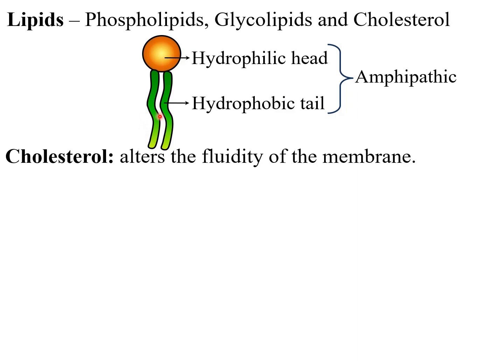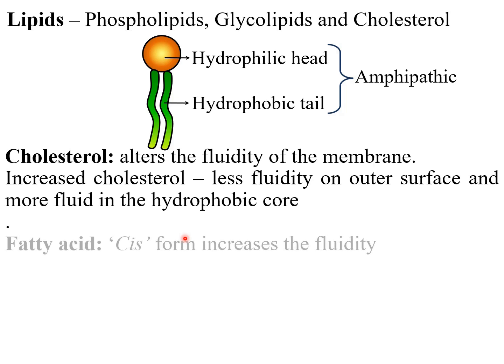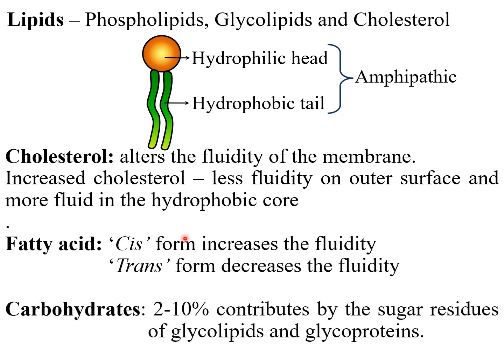A small diagram is enough to give a good presentation, which is amphipathic. And cholesterol alters the fluidity of the membrane, present in between the phospholipids. Increased cholesterol gives less fluidity on the outer surface and more fluidity in the hydrophobic core. So fatty acids in cis form increase the fluidity, trans form decreases the fluidity. For MCQ, they may ask, what is the function of cis and trans? Carbohydrates, 2 to 10%, are contributed by the sugar residues of glycolipids and glycoproteins.